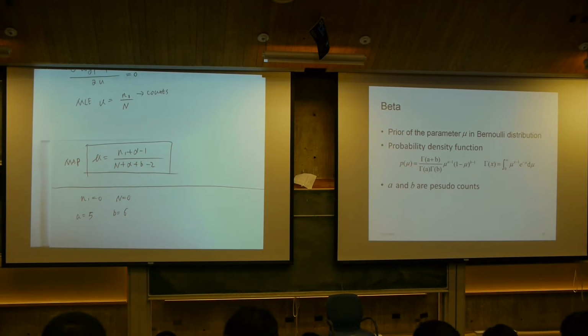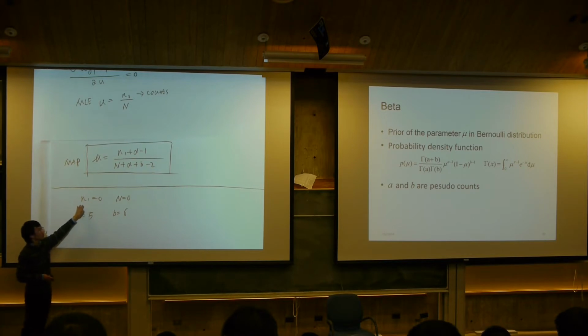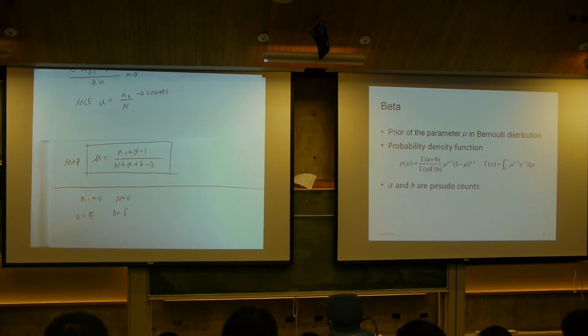So to wrap up here, in MAP estimation, the estimation comes from both the data and the knowledge. The data is exhibited here, and the knowledge is described here. Basically, A and B are playing the same role as N1 and N, but they are not from data, so they are called pseudocounts. That's our understanding of A and B in this beta distribution.